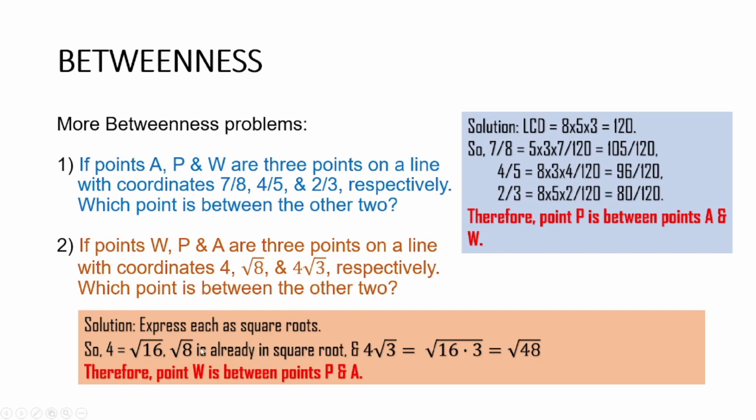So if we have already converted the 3 into radicals or square roots, we simply look for the middle value inside the square root or the radicand, and that's definitely 16, right? 8 being the least, 48 being the highest, 16 is the between. 16 is 4, 4 is for point W. Therefore, point W class is between points P and A. So that is just how you compare, class, if you have these radicals.